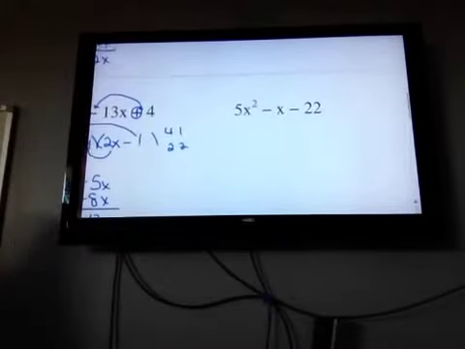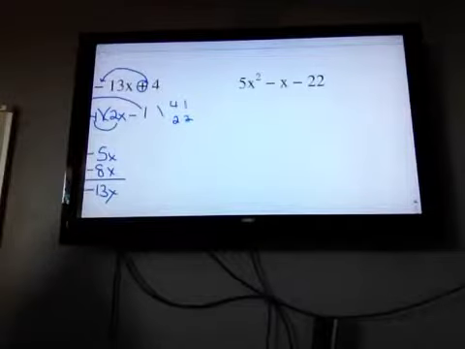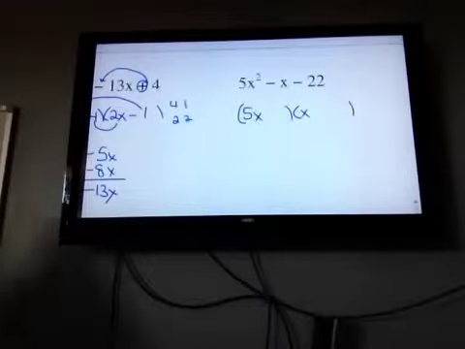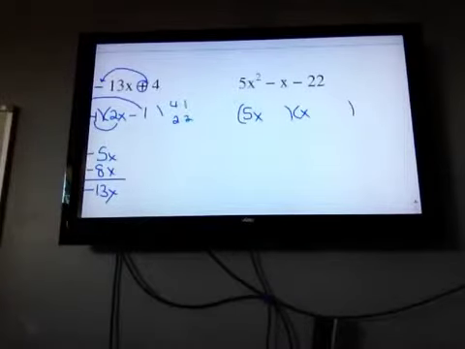All right, next question. 5x squared minus x minus 22. I only have one option for 5. 5 and 1, that's it. Can't choose anything else. And it doesn't matter if you put the 5x first and then the x, or the x first and the 5x. That doesn't matter, because entire parentheses can be switched.